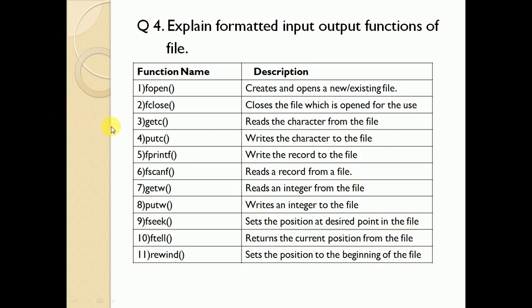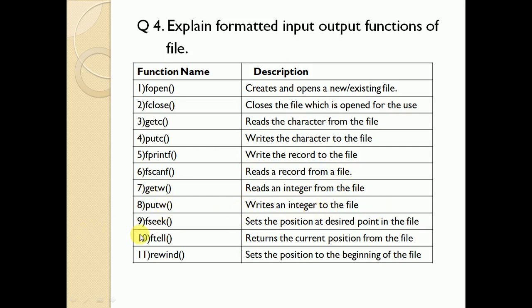Then getc reads a character. C means character, so it is reading a character from the file. Then putc, like getc, means you are writing a character to the file. Fprintf is writing a record to the file. Fscanf means reading a record from a file. Getw, W indicates an integer number here, so it reads an integer from the file. Putw writes an integer to the file.